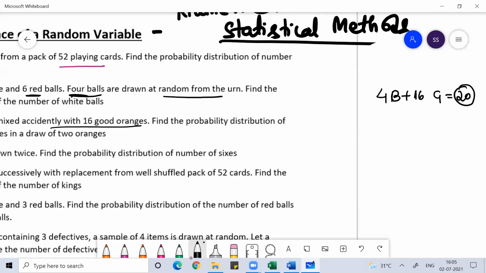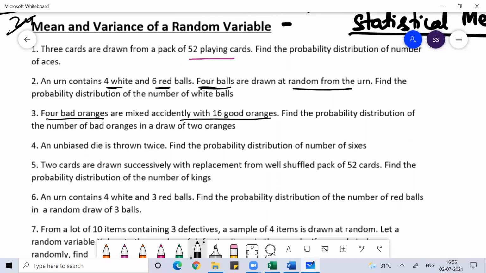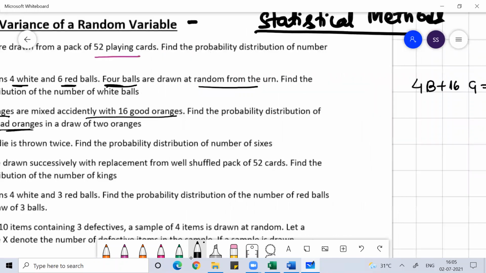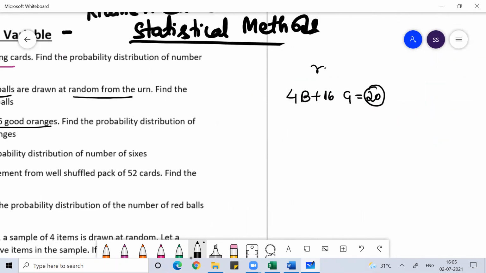Find the probability distribution of the number of bad oranges in a draw of 2 oranges. So I need to find the probability distribution of bad oranges if I'm drawing 2 oranges. So R is 2. If I'm drawing 2 oranges, it can be that none of the oranges are bad. So it would be 16C2 divided by 20C2.